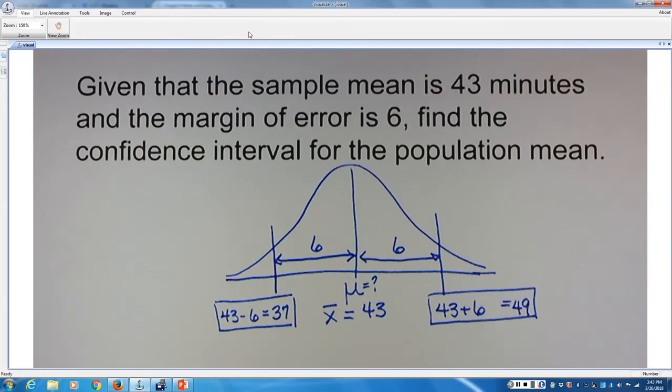So then if we had that percentage that they had used to come up with that margin of error, then we could say we are some percent sure that the mean time for whatever it is they're measuring is between 37 and 49 minutes.